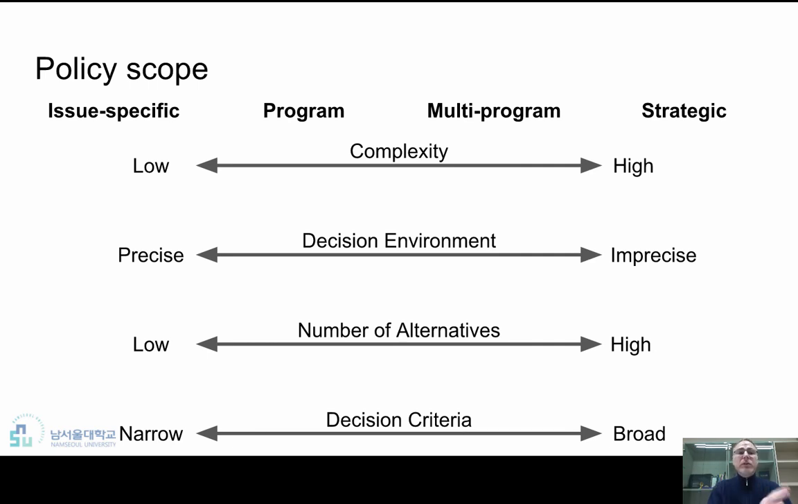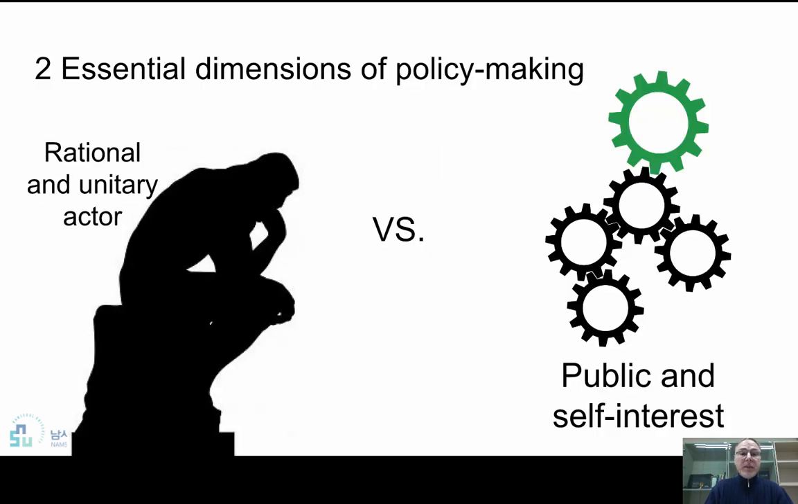And you can see the difference between issue-specific and strategic level policies on all these different facets: complexity, decision environment, and decision criteria. So when we talked about the dimensions of policymaking, we drew a distinction between the rational and unitary actor who's thoughtful and decides based on internal reflection, or self-contained reflection within an organization, what a policy might be or what an appropriate policy might be.